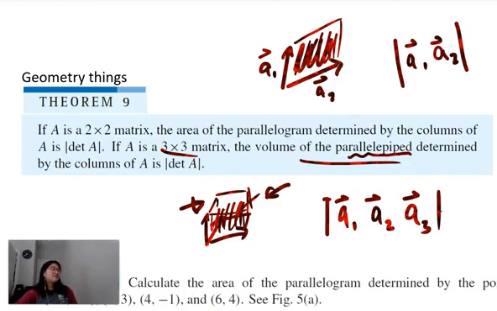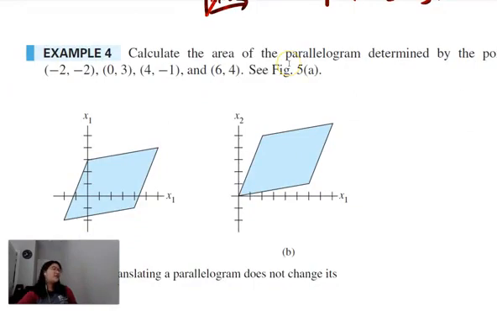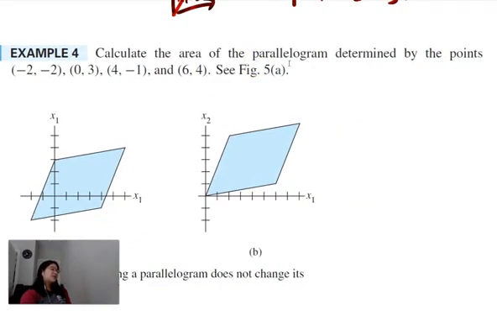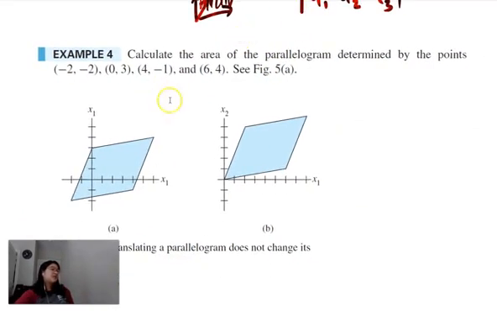So, that's fun. So, can you try to calculate the area of the parallelogram defined by these points, which you can see here, negative 2, 2, 0, 3, 4, negative 1, and 6, 4. And we can take this parallelogram and translate it, and it doesn't change the area. Does that make sense? So, what is our matrix that we are looking at?